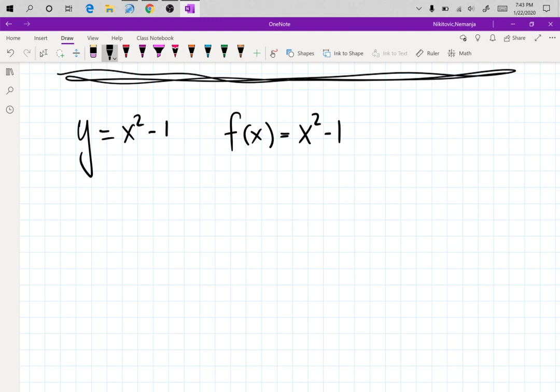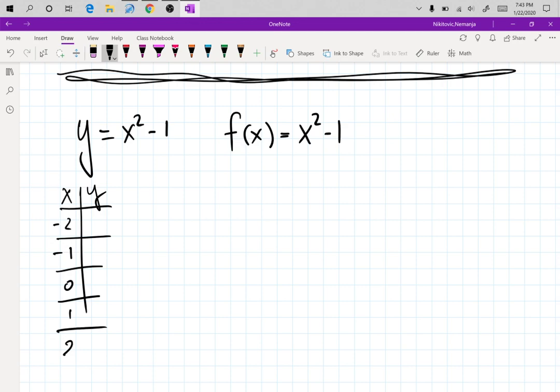You will pick values for x. Let's say -2, -1, 0, 1, and 2, 5 values. And then you will compute f of -2. You plug in -2, f of -1, f of 0, and so on. That will give you y values. You will have ordered pairs. You plug those and you connect them.